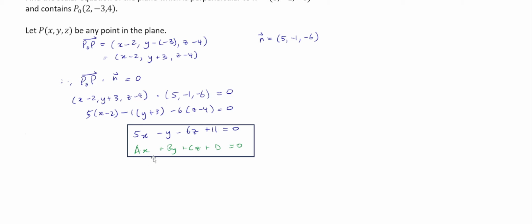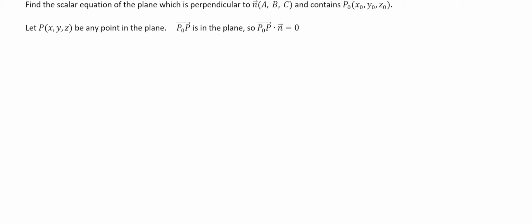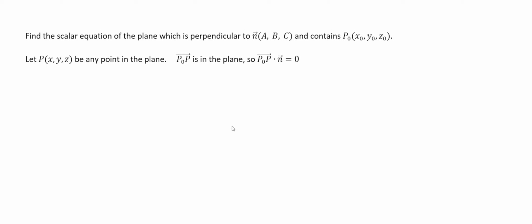So here, this equation right here will generate x, y, and z coordinates for any point that sits on the plane. Now what we'll do is we'll derive it in general terms. So find the scalar equation of the plane, which is perpendicular to n, ABC, and contains point P naught, X naught, Y naught, Z naught. Let P, X, Y, Z be any point in the plane. P naught P is in the plane, so P naught P dot the normal vector should be equal to 0.